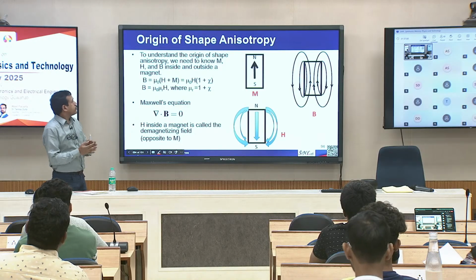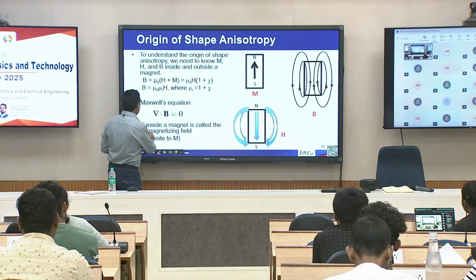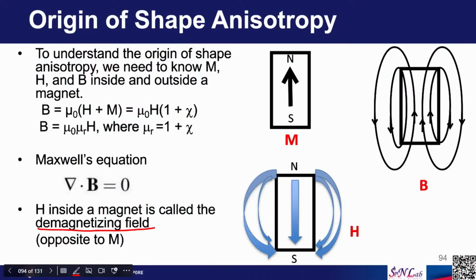Okay, so, the shape anisotropy comes from this property called demagnetizing field. To understand this concept, I need to introduce a few more terms. So far, I introduced magnetization, I introduced a magnetic field, applied magnetic field, but a few other things I have introduced.